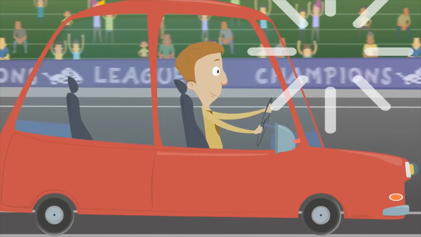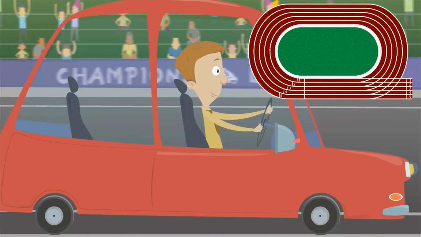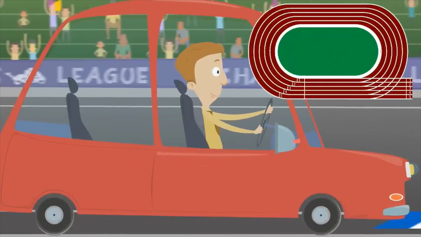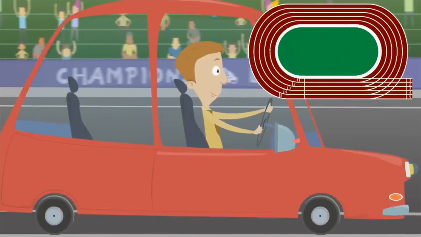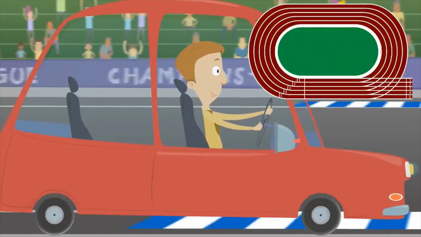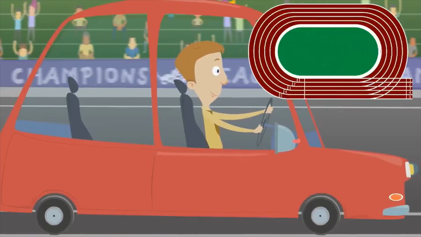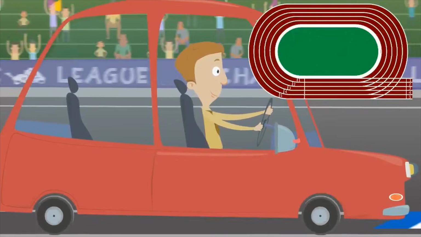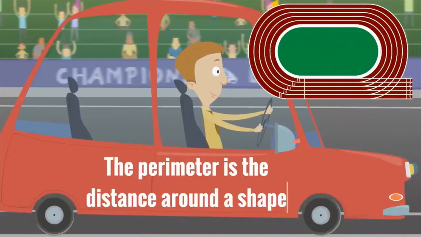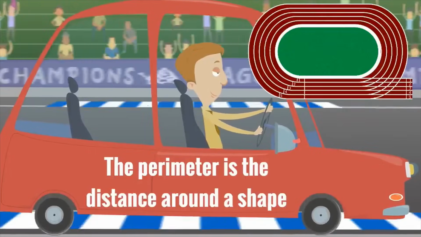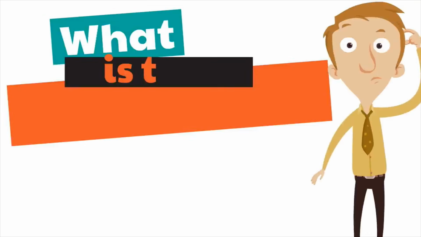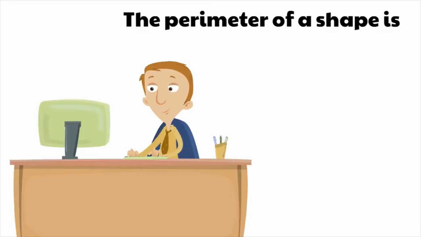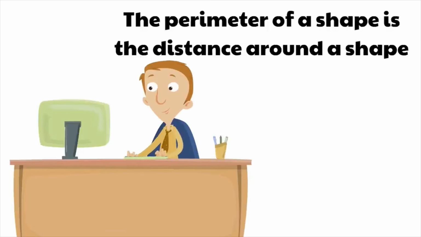Now imagine this is the race car course that I'm driving on, right? It's going around an oval. It's going around a shape. If I was wondering how far it is around the track, what's the distance around the shape, then I would need to know the perimeter. The perimeter is the distance around a shape. Wait. What is the perimeter? The perimeter of a shape is the distance around a shape.